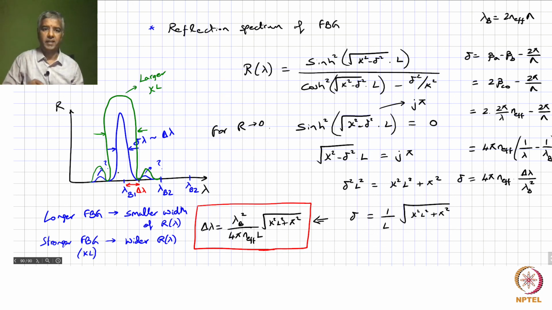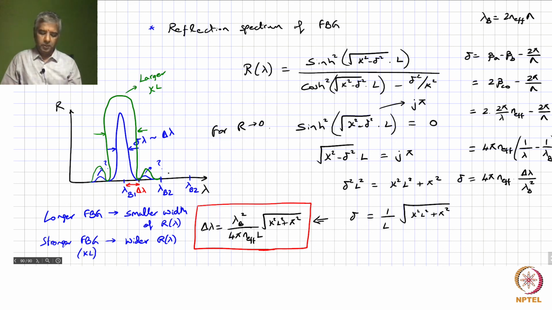Whereas, if you have a fatter grating, then your ability to pack more gratings is limited. The reflection spectra of those gratings, if they are packed closer, will interfere with each other, and they will also limit the range over which you can do this sensing.